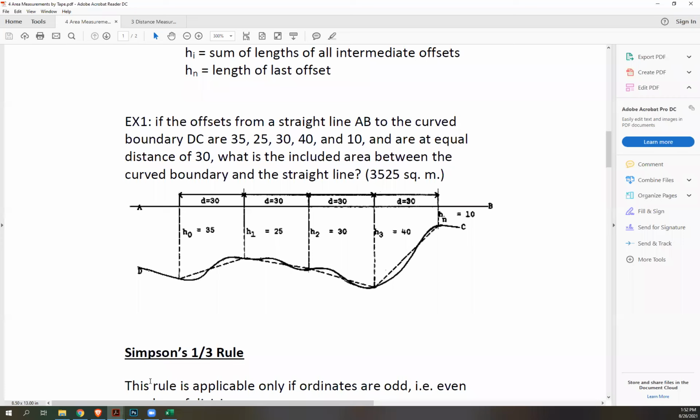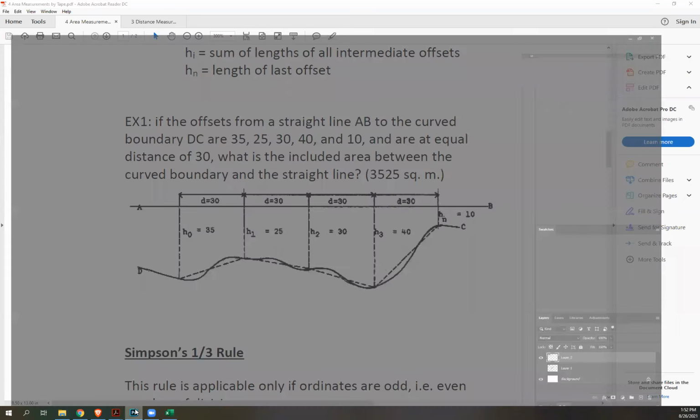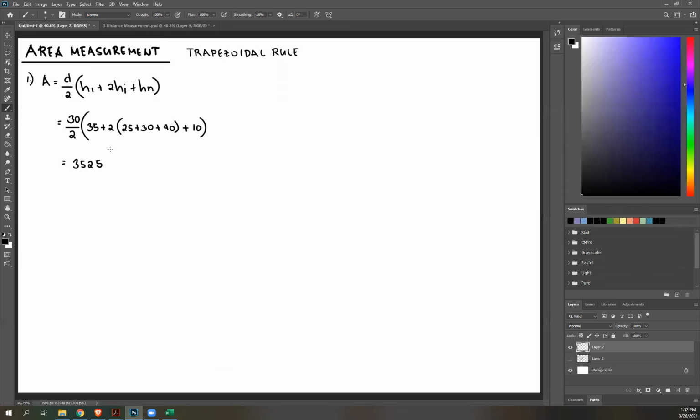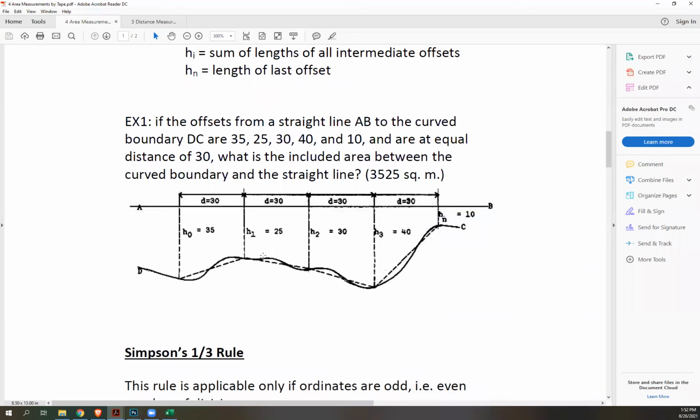So there's no units here. In the quiz, I'll provide you with the units. In this case, the standard unit for area is meter squared or square meters. So that's it for trapezoidal rule.